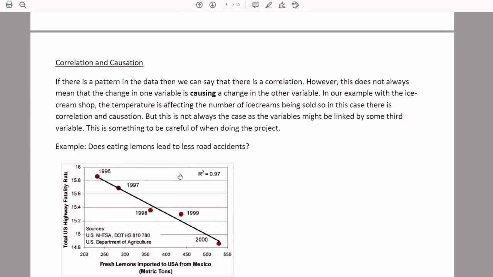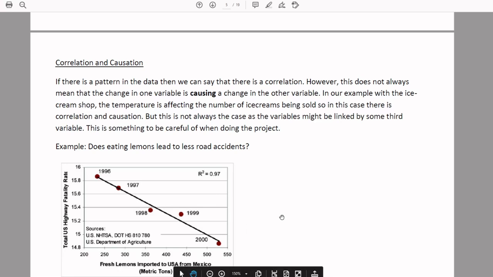Okay. Now, one important thing, especially for your projects, is this thing about correlation and causation. Now if we see that there's a pattern in the data and all the points are close to a straight line, then that's called correlation. Okay, but it does not mean necessarily that one variable is affecting the other variable. Sometimes there is a third variable or something else happening. Okay, and here's an example.